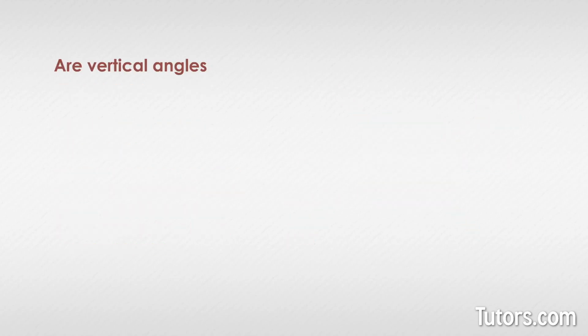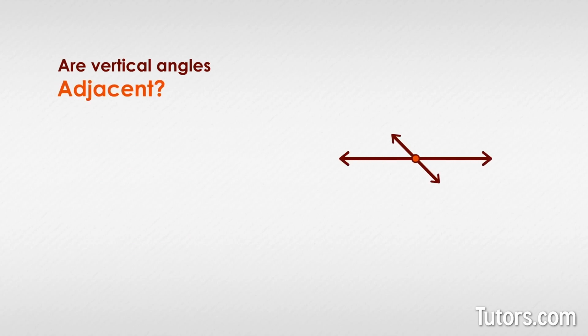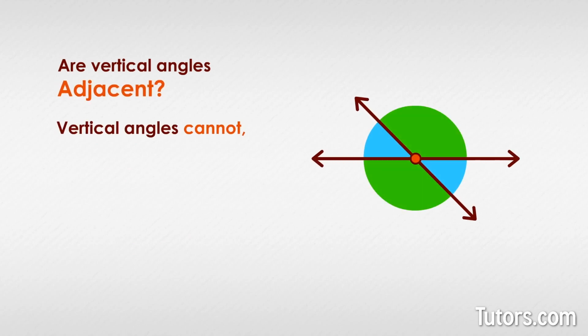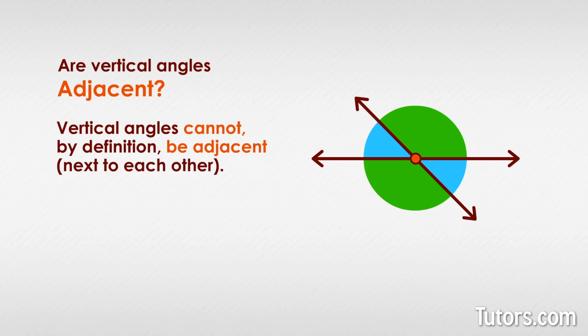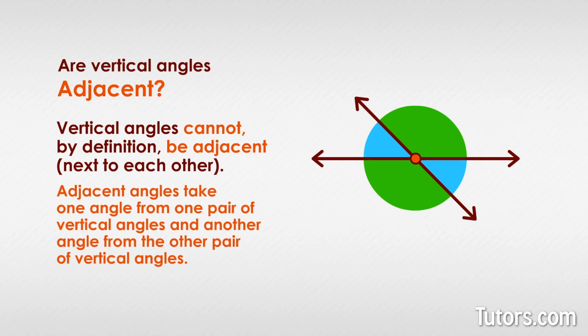How about the question, are vertical angles adjacent? Vertical angles cannot, by definition, be adjacent, next to each other. Another pair of vertical angles interrupts, since opposite angles are vertical. Adjacent angles take one angle from one pair of vertical angles and another angle from the other pair of vertical angles.